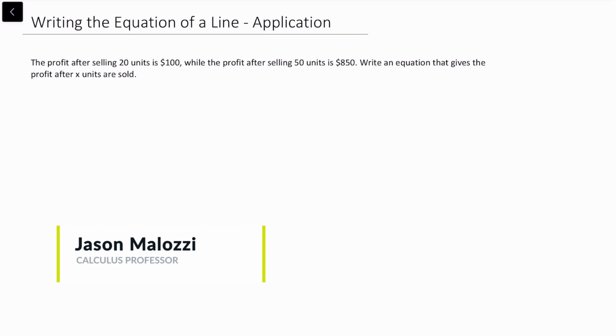Hi, and welcome back. What we're going to do in this video is take an actual real-life situation and form a linear model that describes the situation. So what we have here, the profit after selling 20 units is $100, while the profit after selling 50 units is $850. So profit is increasing as we sell more units.